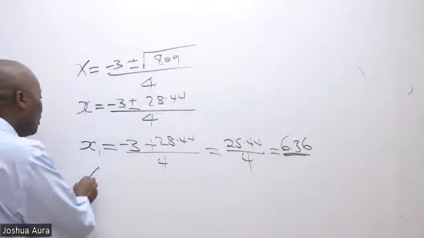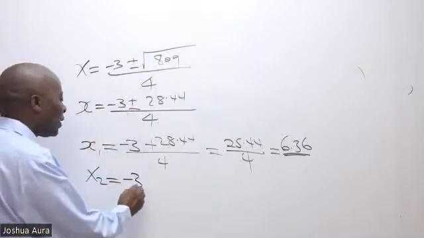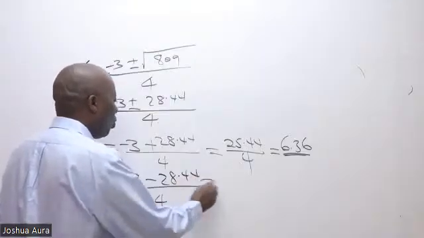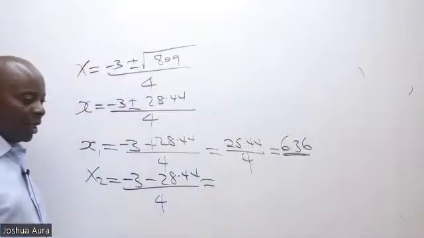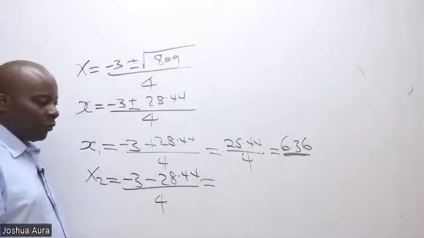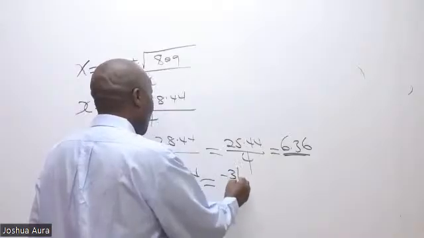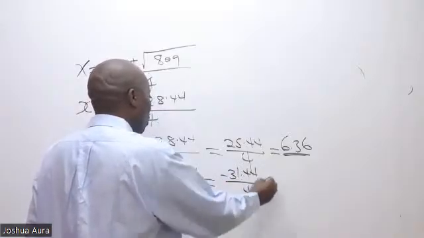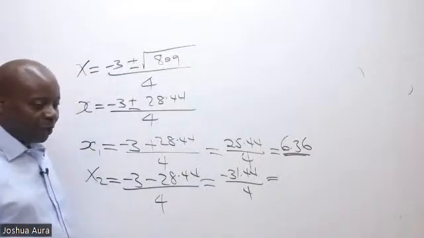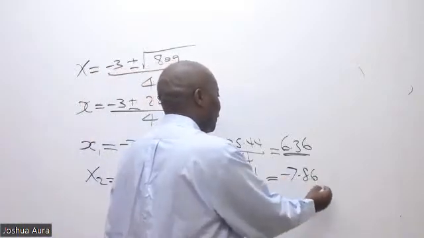And then the second value of x here will be when we have a minus sign alone, which will be minus 3 minus 28.44 all over 4, which will end up giving me what figure? Somebody? Minus 3 minus 28.44, minus 31.44. You guys are geniuses. Thank you so much. All over 4. Then at the end of the day, what figure are we getting for our x2? According to this gentleman, minus 7.86, like that.